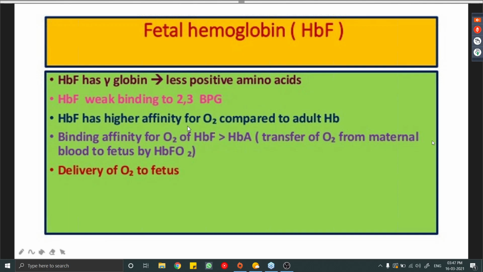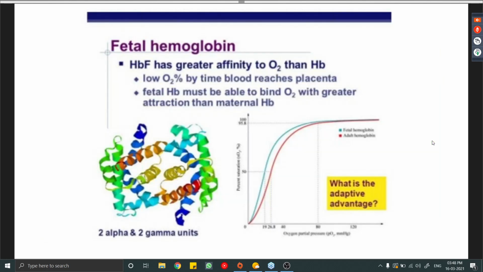The P50 of HbF is 20, whereas the P50 of HbA is 26. This difference between the two partial pressures in fetal hemoglobin and adult hemoglobin helps in the transfer of oxygen from maternal blood to the fetal blood, because maternal blood has mostly adult HbA hemoglobin, whereas the fetus contains HbF. So it helps in the delivery of oxygen to the fetus.